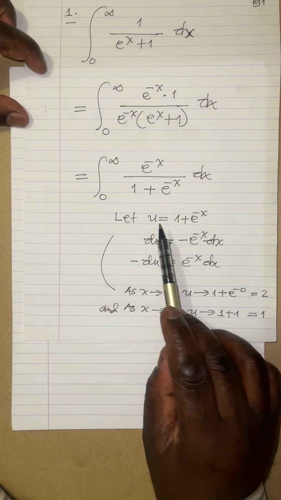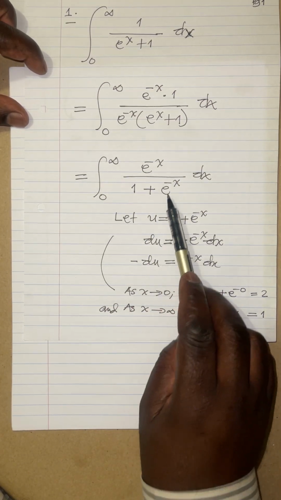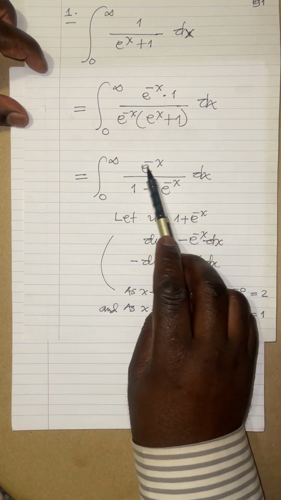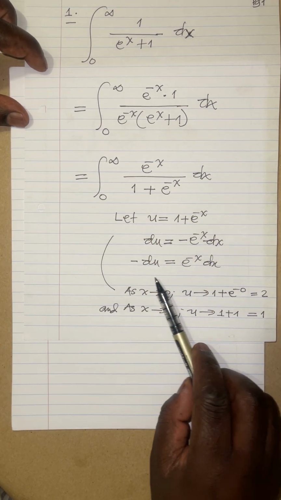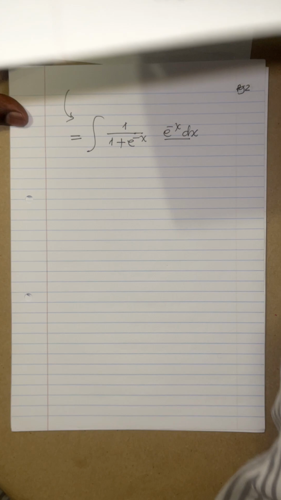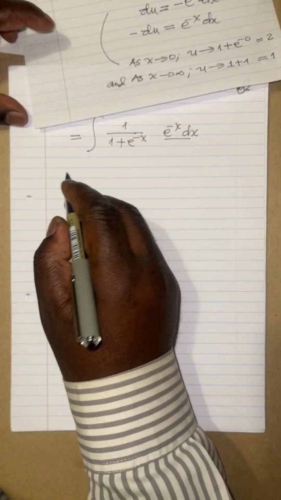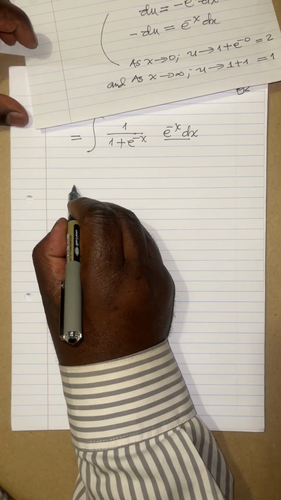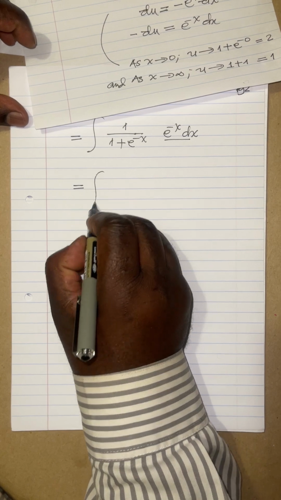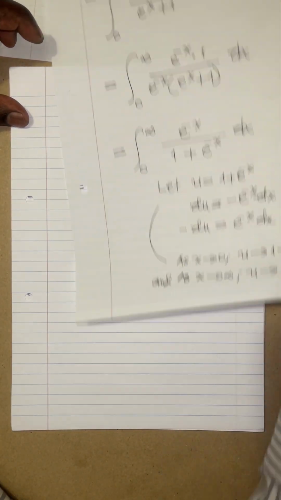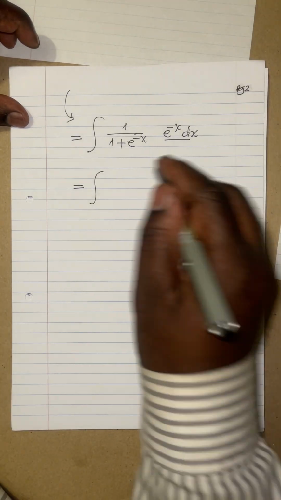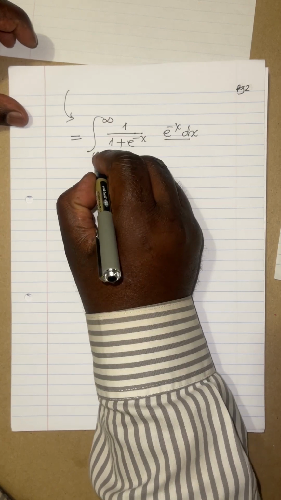Because I want you to see that the denominator becomes u, and this will be 1 there, and this and that will be combined to give us what we call minus du. So now we're going to have changing the variable. This is the integral. Remember, the limits here remain 0 and infinity as long as you still have x there. The limits remain the same.